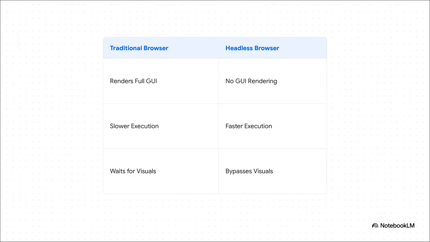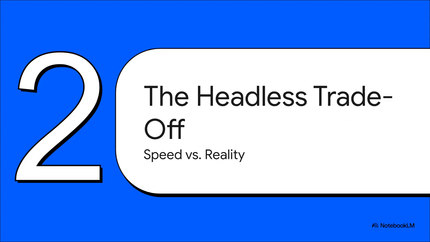And that's really the core difference. It's all about visual rendering. A normal browser has to paint the entire picture, every button, every image, every pixel, and that takes time. A headless browser just skips that whole step. It bypasses all the visual stuff and focuses purely on the logic, which makes it execute tests way, way faster. But you knew this was coming, right? There's always a trade-off. As amazing as all that speed is, we have to talk about what we're giving up. It's really a balancing act between raw speed and what happens in the real world.